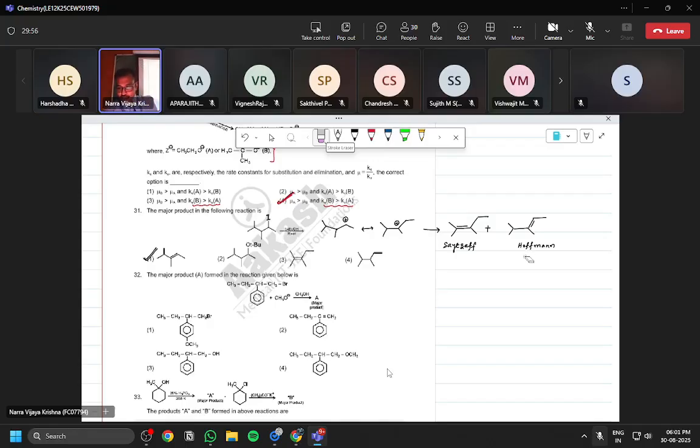If it is only solvent, which should be major? Saytzeff is major. If it is a base, if they have given tertiary butoxide, a bulky base, then Hoffman becomes major. Right? So answer should be option 3. Means this is the solvent. Solvent is involved, means the reaction should proceed via E1 mechanism. Response, sir. Right. Next one.